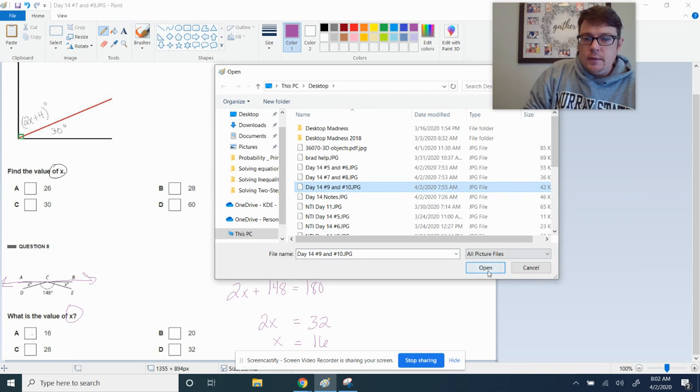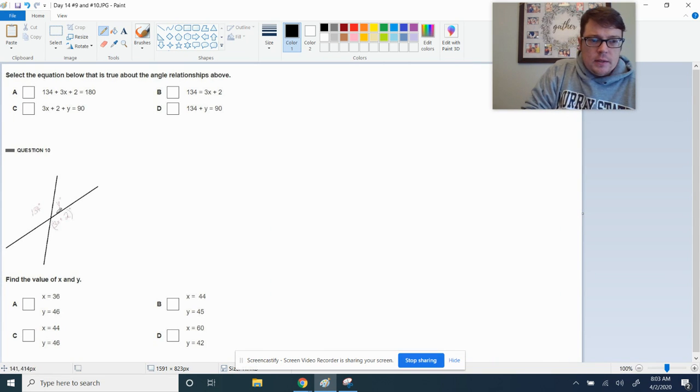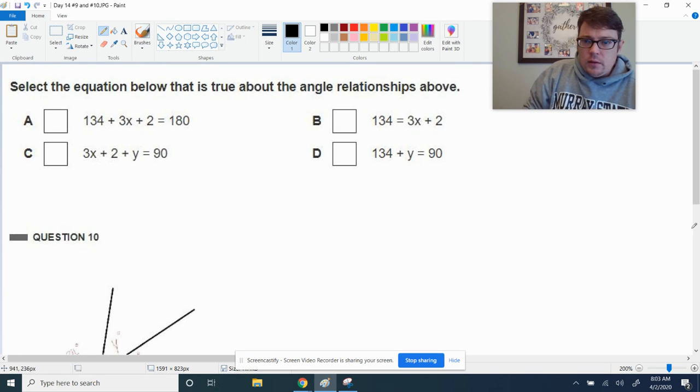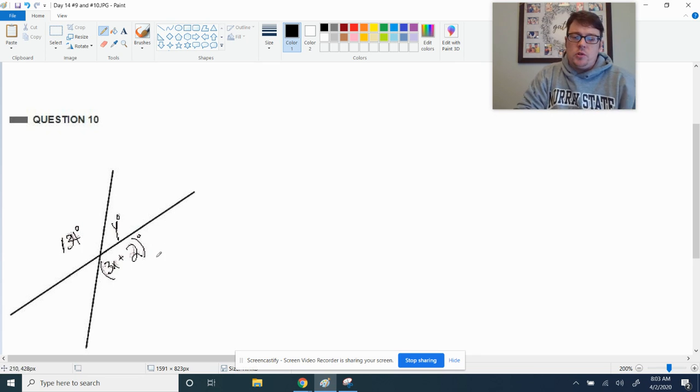Number 9 and 10. And on these last two, it's all based upon this graphic right here. Let me zoom in on that a little bit so you can see it better. Okay, so this is our graphic. This is 134 degrees. This is y. And this down here is 3 x's plus 2 degrees. So it's another one of those expression degrees like we saw on number 8.